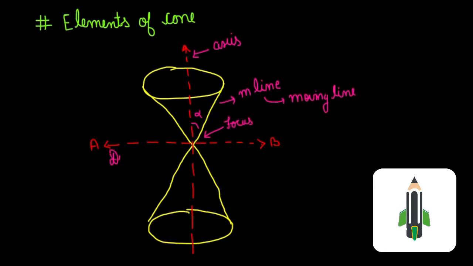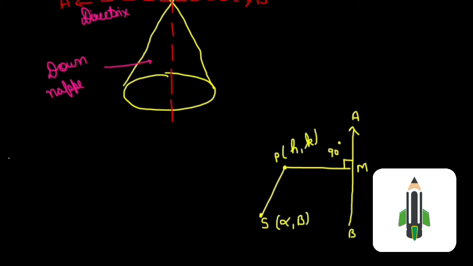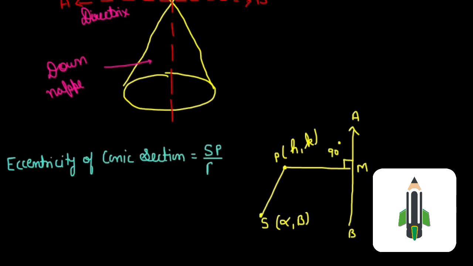One more thing is the eccentricity of conic section. To understand this, we have to make a diagram AB. Now we can say that eccentricity of conic section is equal to SP by PM from these diagrams. So SP by PM is the eccentricity of conic section, and which is denoted by small e.